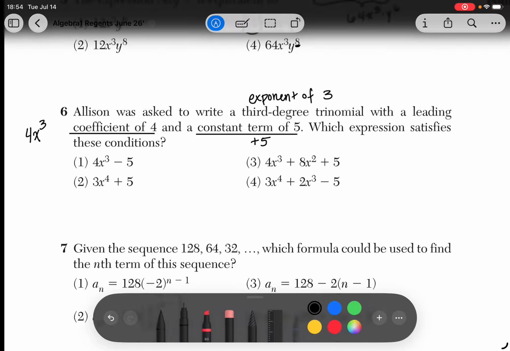Which expression satisfies these conditions? It does not state that it needs to be written in standard form. So that does not mean that the order is going to be based off the degree. We just want to make sure that we have that 4x cubed, and then we have that plus 5.